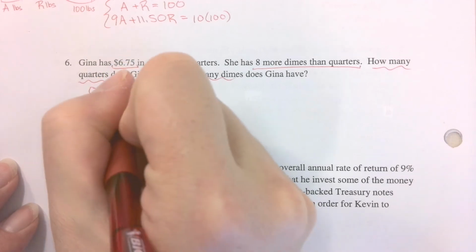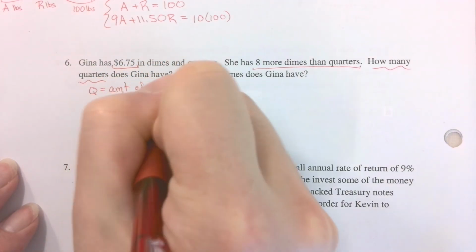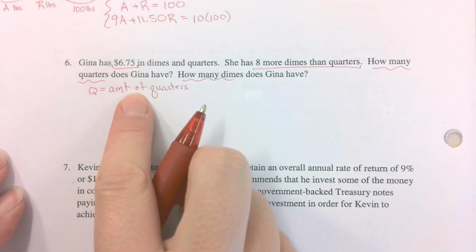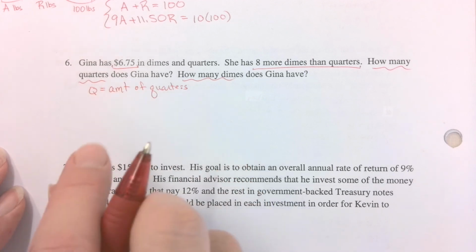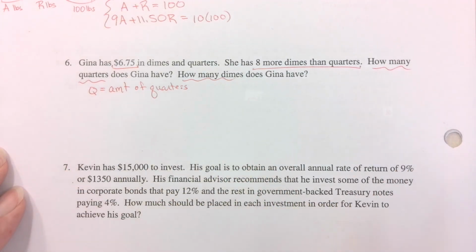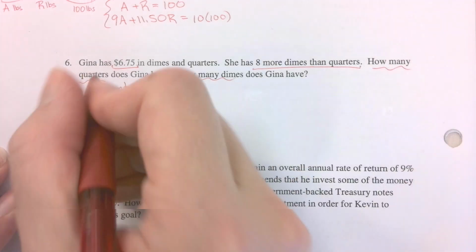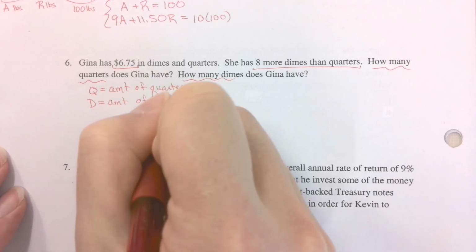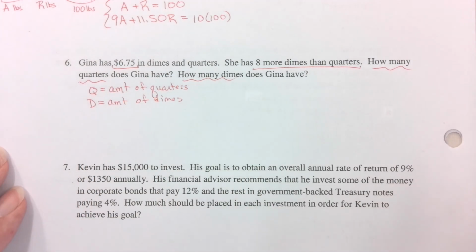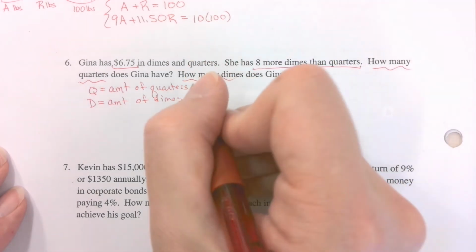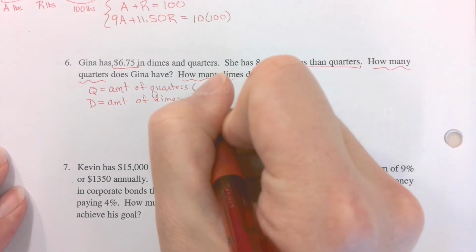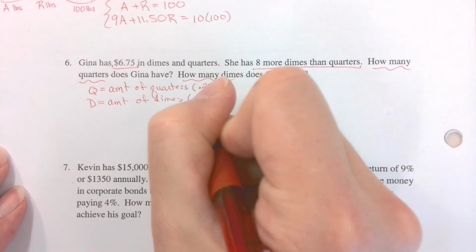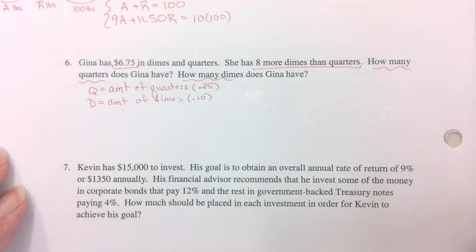Q has to equal the number of or the amount of quarters. So you will get points for defining your variables properly. That's a point on the test. You will get points for setting up the system correctly, points for work and points for answers. So all parts of this count. D is the number of or the amount of dimes. Now, here's some knowledge that we already know that we have to bring into it. Quarters are worth 25 cents, but I'm going to put it as 0.25 so it's in dollars, just like this was in dollars. And dimes are worth 10 cents, so 0.10. So that's implied knowledge that you have to bring.